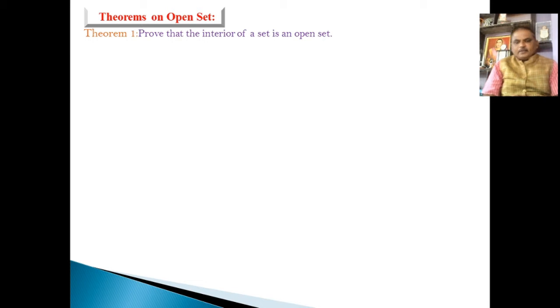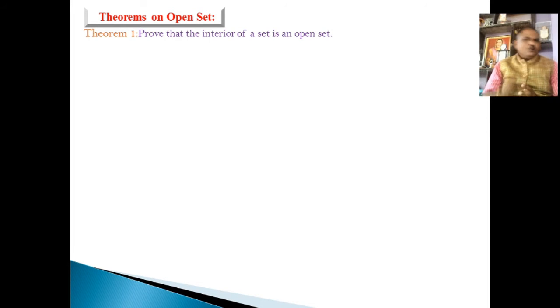Next, what is meant by an interior point of a set. A point X is an interior point of a set S if S is the neighborhood of X. In other words, X is an interior point of the set S if there exists an open interval (a, b) containing X and contained in S. Next, what is meant by the interior of a set? The set of all interior points of the set is called the interior of the set.